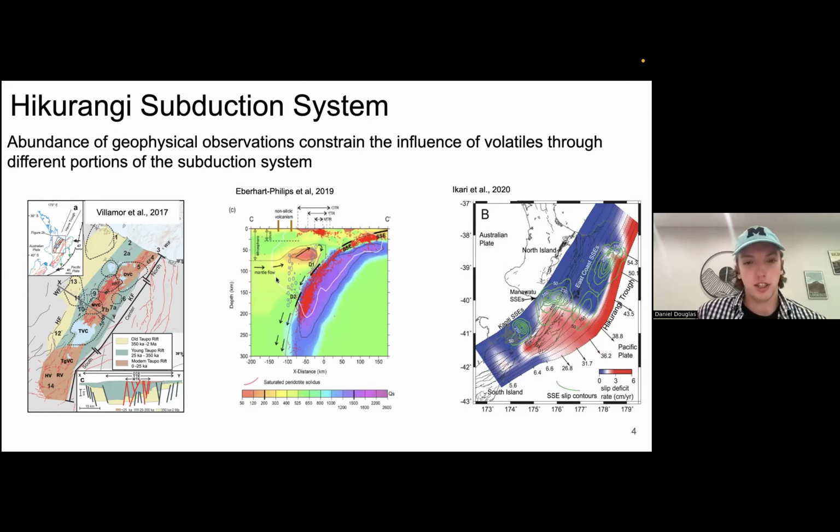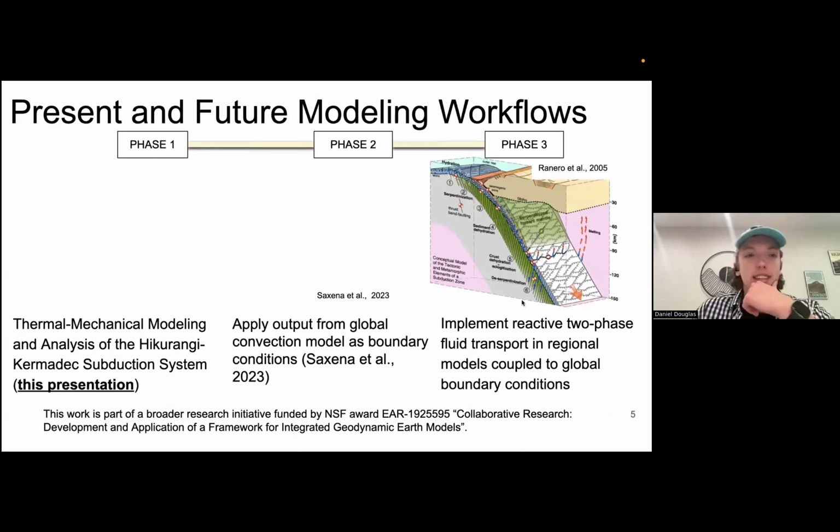This middle figure is showing a 3D attenuation tomography image where they image high attenuation in the mantle wedge here, which is again likely attributed to devolatilization of the slab. And then this image on the right is showing the slip deficit for a slow slip event that was observed on the interface of this margin as well. And there's this idea that pore fluid pressures along the interface impact slip behavior, and that is why there was a slow slip event in the Hikurangi system. That's at least one of the ideas.